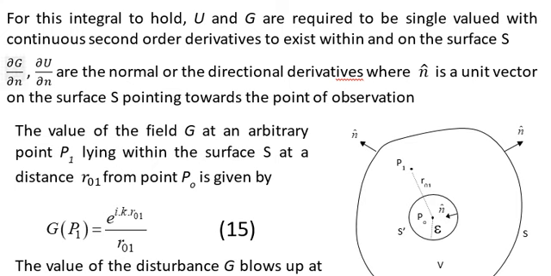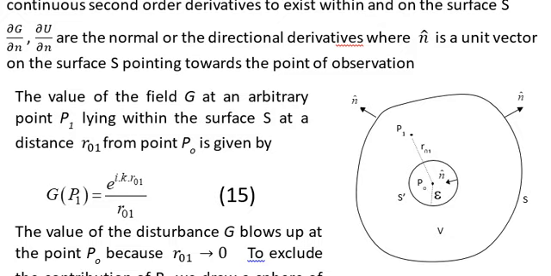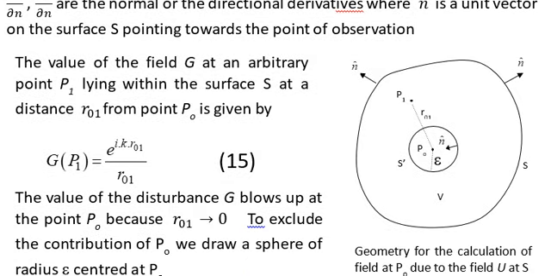The partial derivative of G with respect to n and the partial derivative of U with respect to n are the normal or directional derivatives, where n is a unit vector on the surface S pointing towards the point of observation. The value of the field G at the arbitrary point P1 lying within the surface S, at a distance r01 from P0, is given by.